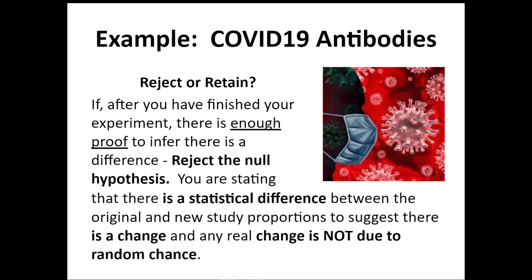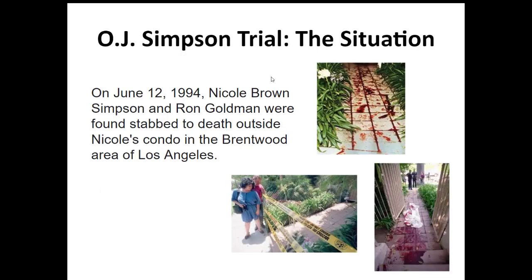Let's step away from looking at statistical studies and look at an example where everyday people are put in a situation where they have to either retain or reject the null hypothesis. We see this in courtrooms all the time. I'm going to bring up an example now that shows you a very famous case where this has happened. So, the case we're going to be talking about is the OJ Simpson trial.